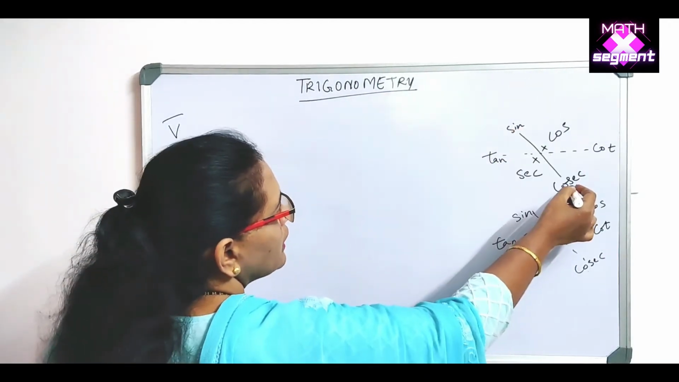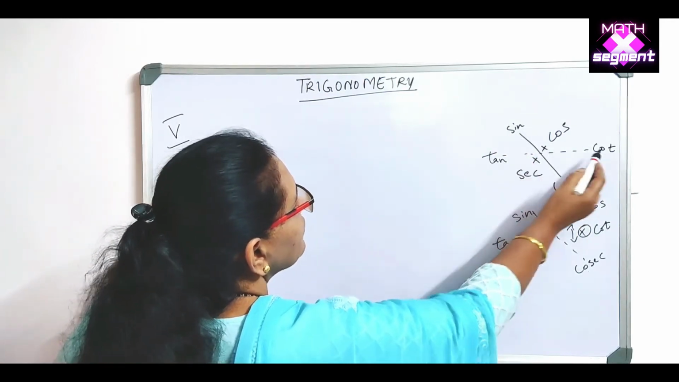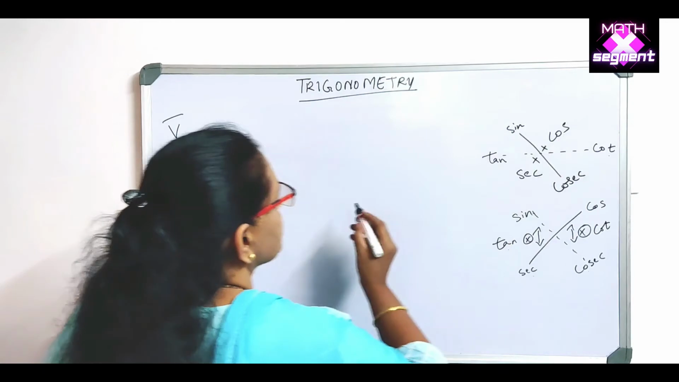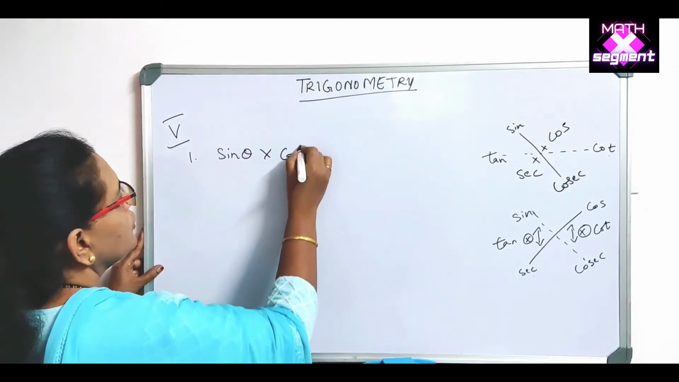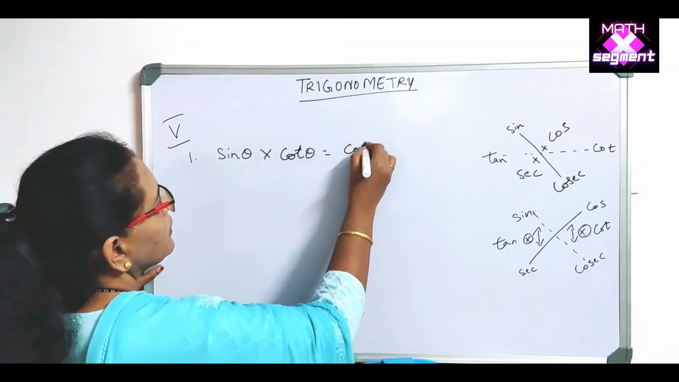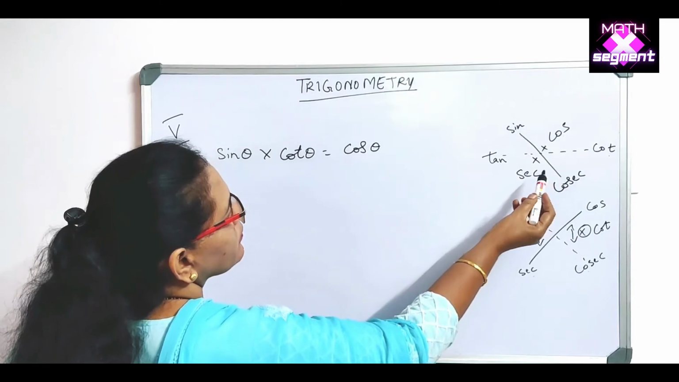So you just follow the arrows. So when I follow the arrows, what happens? Sine theta into cot theta is equal to cos theta. So the first one is sine theta into cot theta is equal to cos theta. Then the second one I can write here.